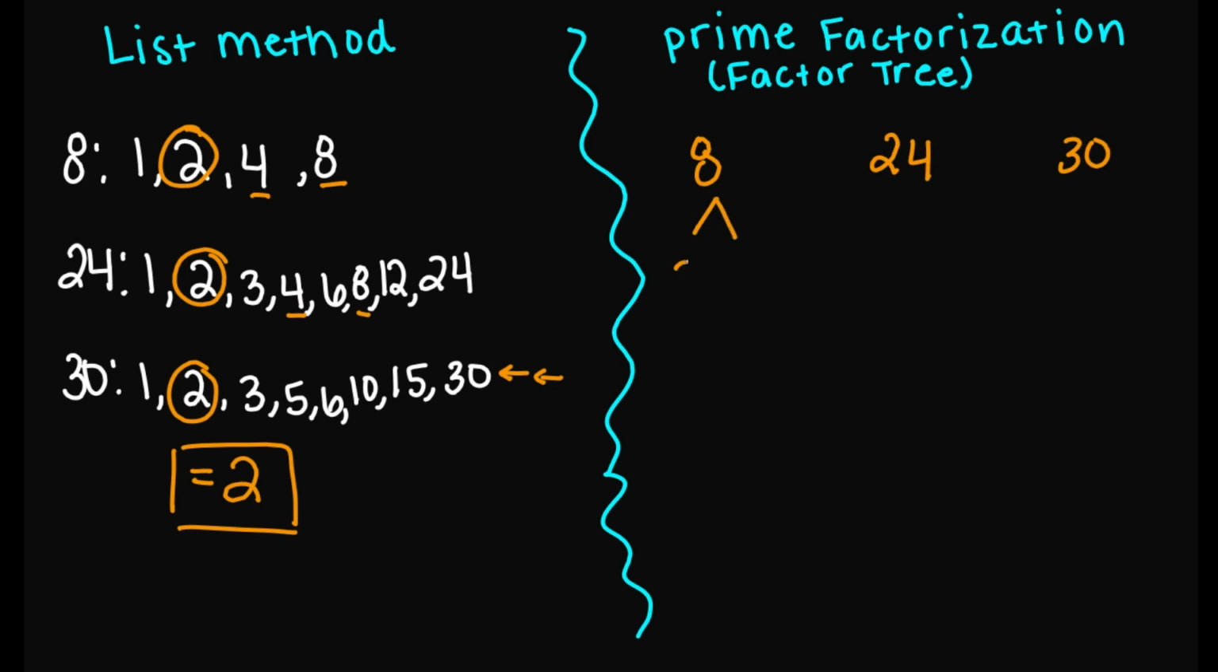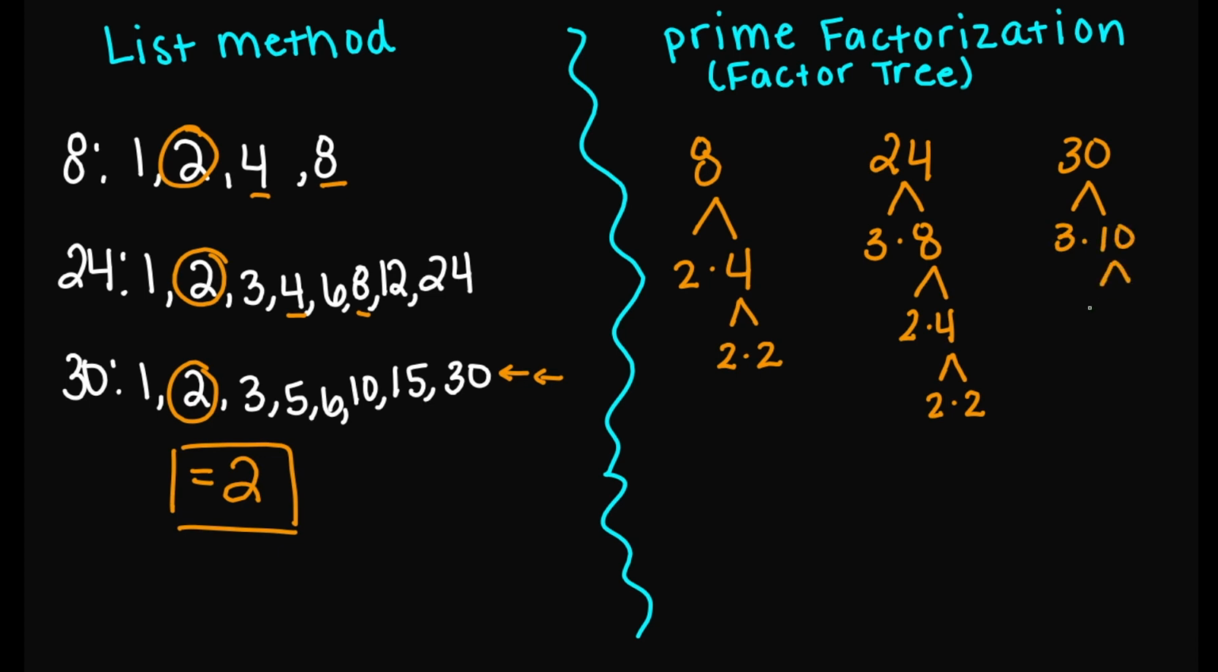So 8, we have 2 times 4. 4 is 2 times 2. 24, you have 3 times 8. 8 is 2 times 4. 4 is 2 times 2. And then 30, you have 3 times 10. 10 is 2 times 5. So let's go ahead and list these.